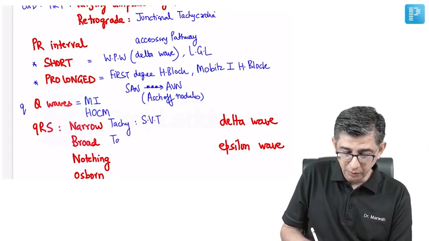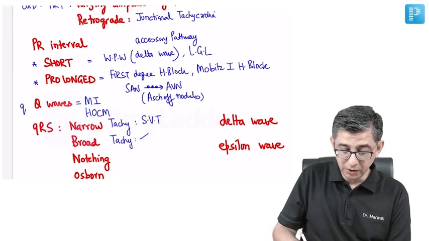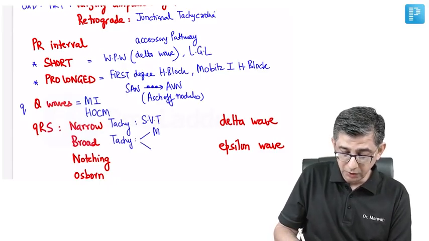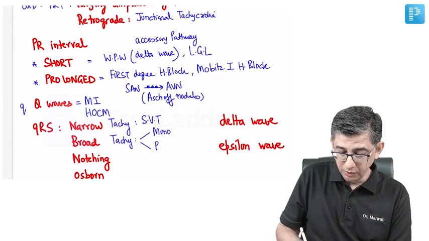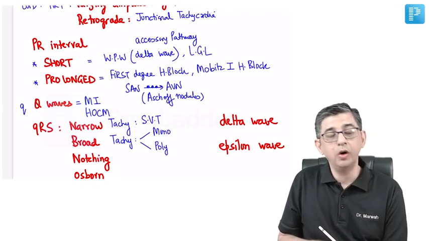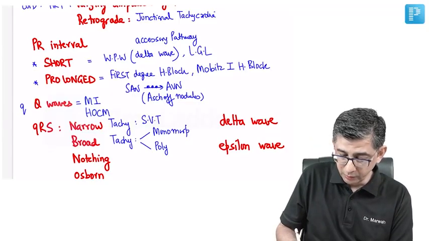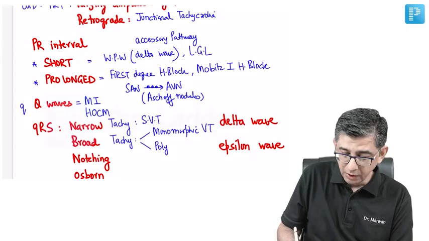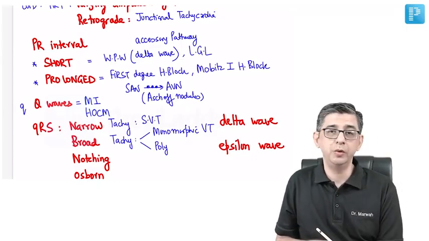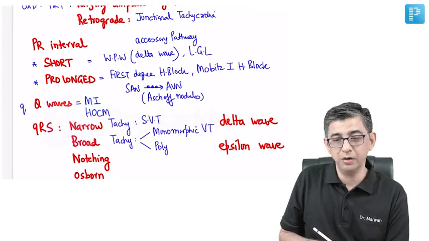But whenever there's going to be a broad QRS tachycardia, then you have to take into consideration whether the amplitude is going to be equal or variable. Because if it's a broad QRS tachycardia and the QRS amplitude is equal, I'm going to call it a monomorphic VT, where if the BP is stable, I will be using amiodarone. If it is a pulseless VT, I shall go in for defibrillation right away.